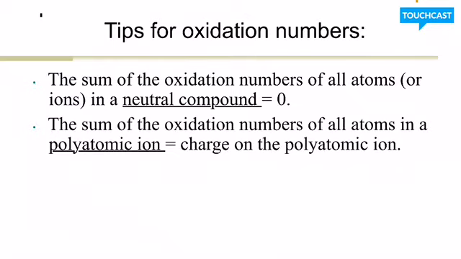The other thing that you also need to be aware of is that if you have a polyatomic ion, all right, polyatomic ions have charge, right? So the overall sum of all the oxidation numbers of the atoms that make up a polyatomic ion has to equal the charge of the polyatomic ion. All right, now let's dive into some examples.